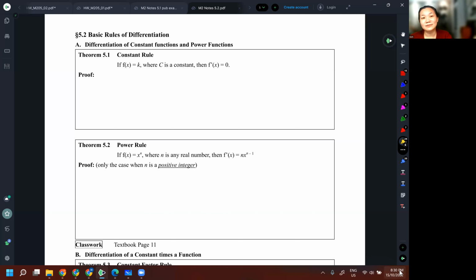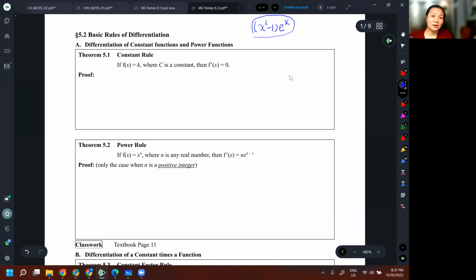Even a polynomial, even a fraction, a trigonometric function, an exponential function, the basic functions using the first principles, very difficult to get the result, although you can get the result. Now, if you looked at the public exam questions, the function was a mixture, right? It's like polynomial times exponential.